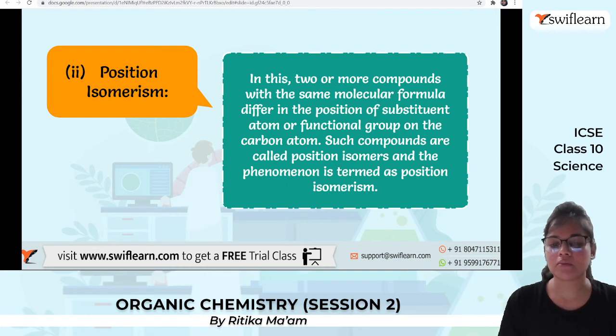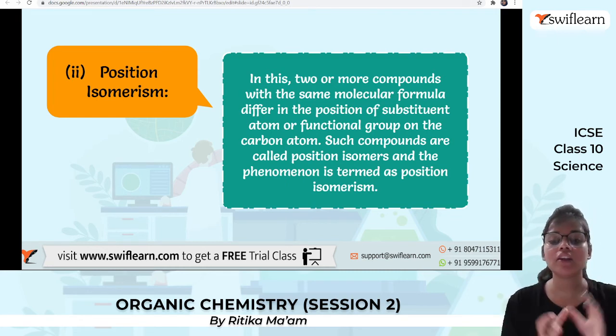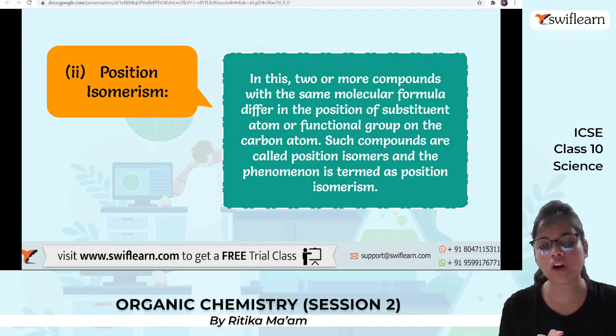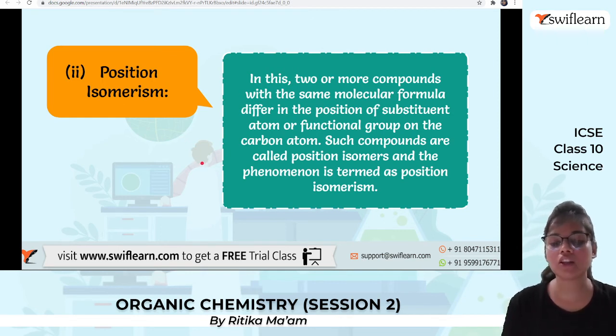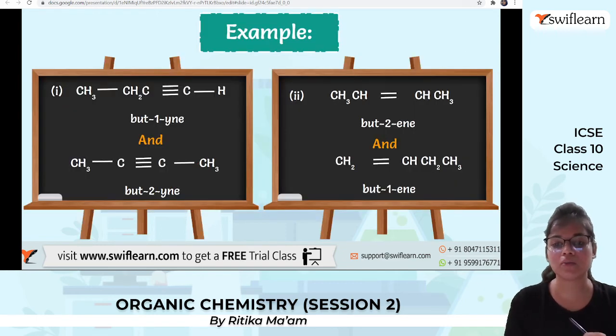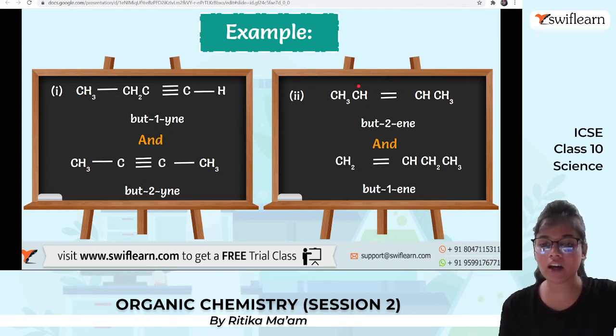Position isomerism. In this, what is happening? 2 or more compounds with the same molecular formula differ in the position of a substituent atom or functional group. So they are known as position isomers, and this phenomenon is known as position isomerism. How does it happen? See, but-1-yne, but-2-yne. It is just the position of the triple bond which is changing. Here also, but-2-ene starts from the 2nd carbon atom, and here it starts from the 1st.